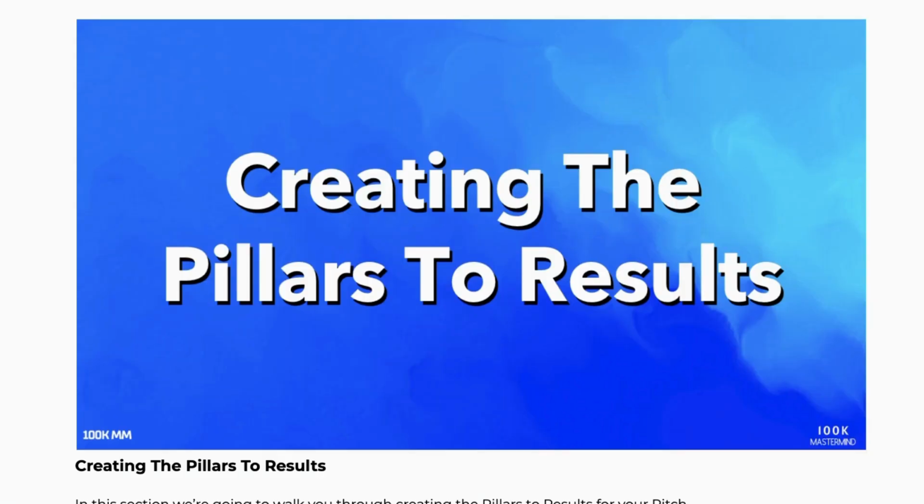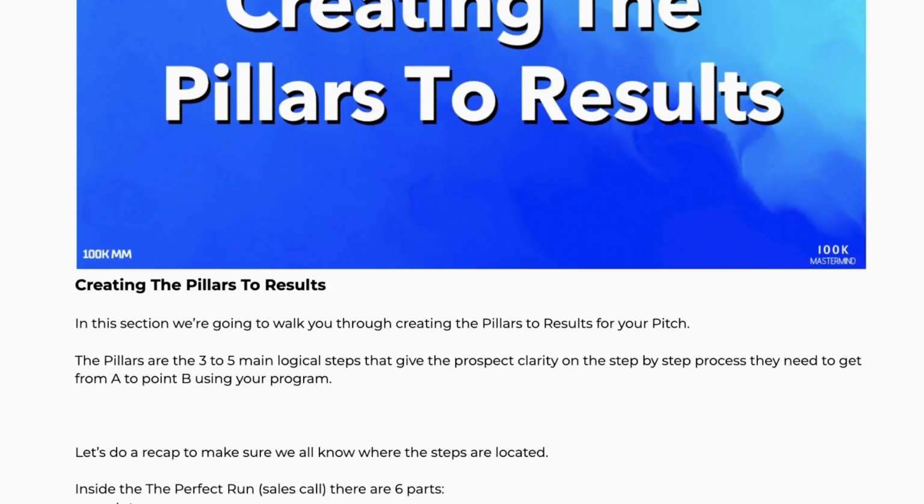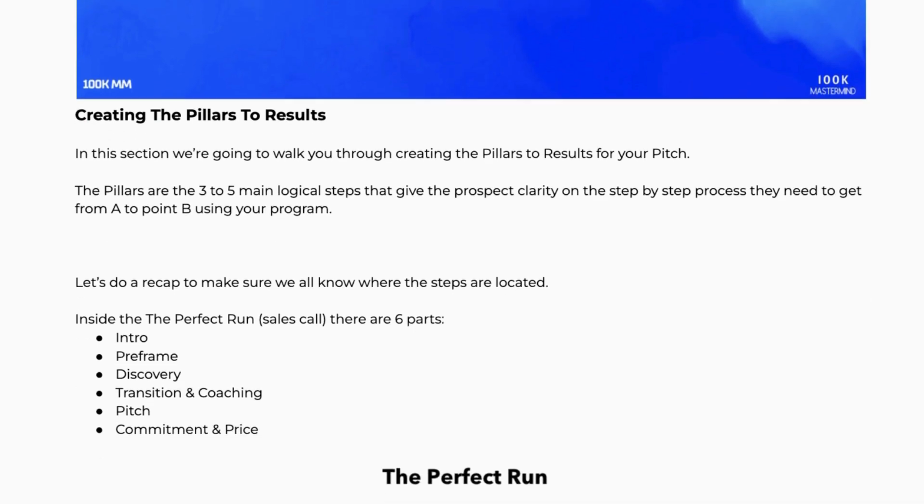All right, team, welcome back. And in this training section, we're going to be talking about creating the pillars to results. All right. And so let's just do a quick recap of where we are at. So the pillars to results are the 3 to 5 logical steps that give the prospect clarity on the step-by-step process that they need to get from point A to point B.